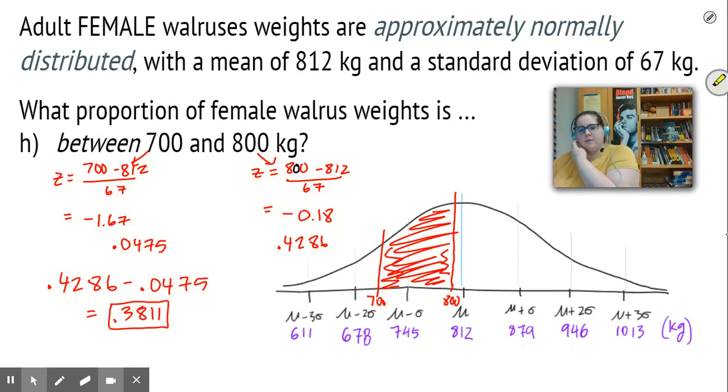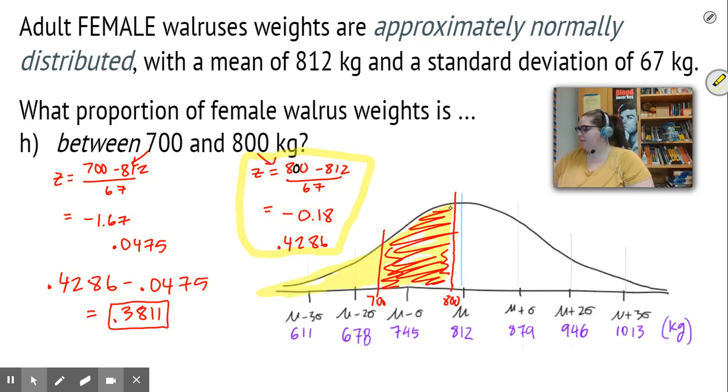So the reason we subtract, I'm going to kind of show this for you. When I find the z-score for 800, and I find that area in my z-table, that is telling me the entire area of the graph that is to the left of the 800.